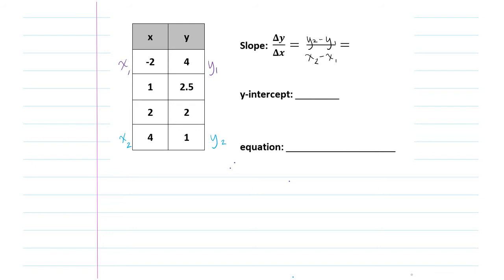Okay, so plugging into my formula, I'm going to do my y's first. Y2 I just said was 1, and I'm taking away 4. Don't forget, each time that's a subtraction. Those are my change in y. Now if I do my change in x, my x2 I labeled as 4, and my x1 I labeled as -2. So when I simplify this, I have 1 take away 4.